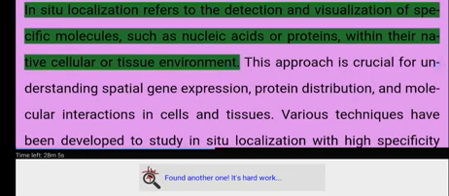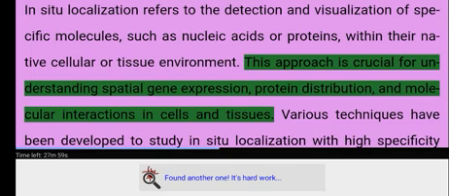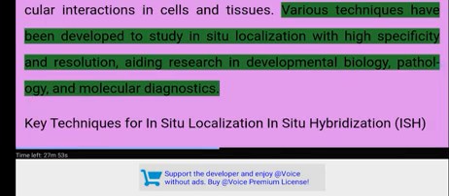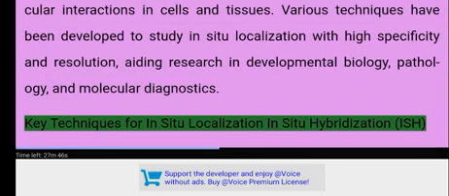In situ localization refers to the detection and visualization of specific molecules, such as nucleic acids or proteins, within their native cellular or tissue environment. This approach is crucial for understanding spatial gene expression, protein distribution, and molecular interactions in cells and tissues. Various techniques have been developed to study in situ localization with high specificity and resolution, aiding research in developmental biology, pathology, and molecular diagnostics. Key techniques for in situ localization: in situ hybridization (ISH).